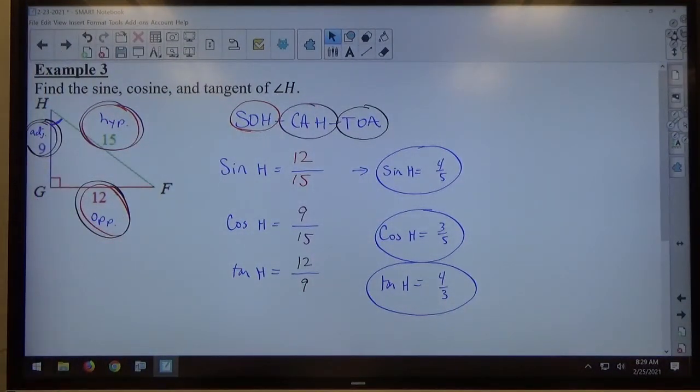And leaving them in fraction form is fine. If you wanted decimals, you could, but 4/5 is 0.8, 3/5 is 0.6, 4/3 is 1.3 repeating. 4/3 is more accurate than, let's say, 1.33. So leaving them in fraction form makes them more exact. And the more exact you are, the more correct your answers are going to be for what we're going to do. All right, so for right now, this is what you have to be able to do.